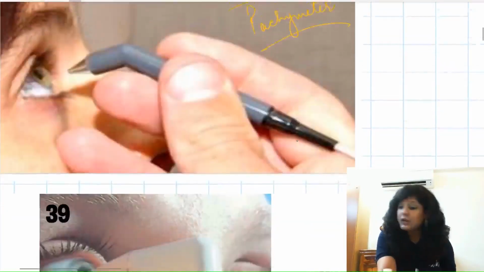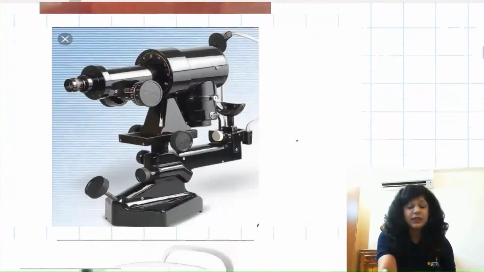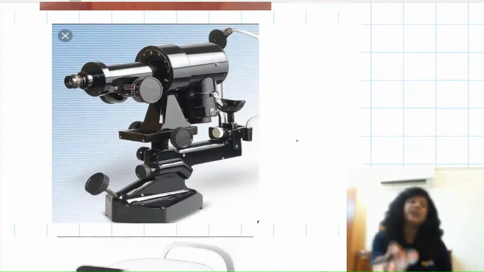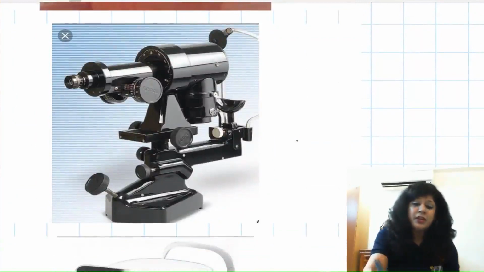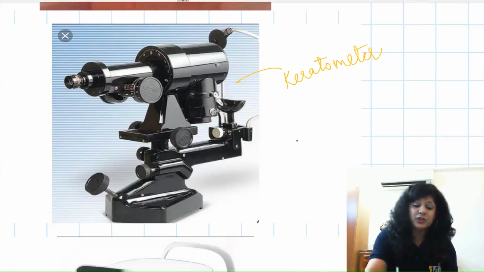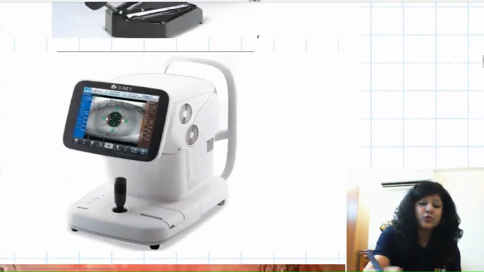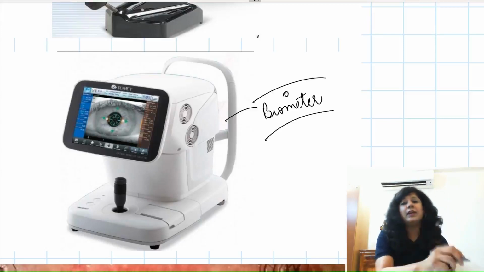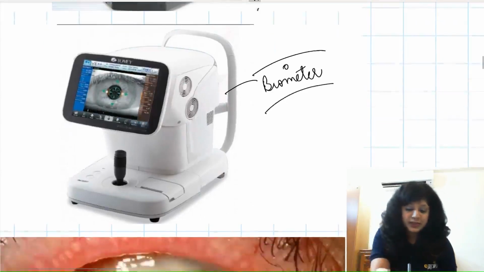Okay. Now coming to the other instrument, see this one is your keratometer. This we had studied in the SRK formula also. Keratometer is used for the corneal curvature, and this I had already shown you. This is the biometer. Biometer is used for the calculation of the IOL power. So these were the instruments.